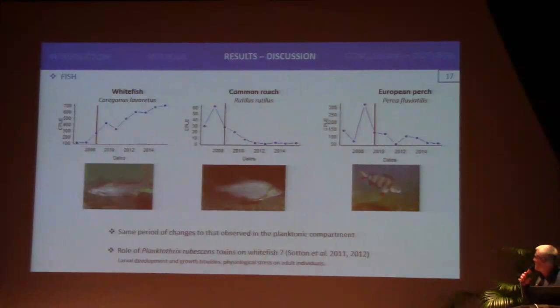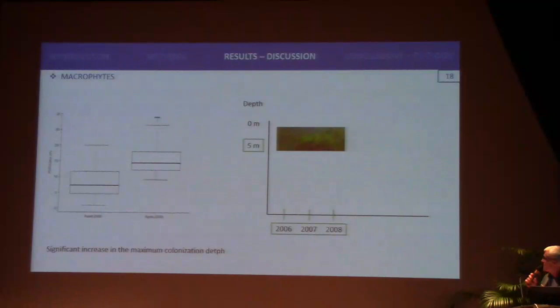What was true for the pelagic was also true for the littoral, and this was a very interesting result for us. Most of the time we looked at the middle part of the lake, which is characteristic of the pelagic zone, but looking at macrophytes, we also found that a kind of regime shift or dramatic transition occurred in the littoral zone of this lake. Before and after 2009, we could observe a significant increase in the maximum colonization depth of the different macrophytes.